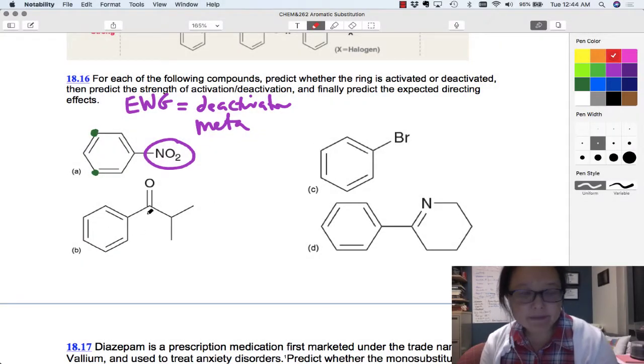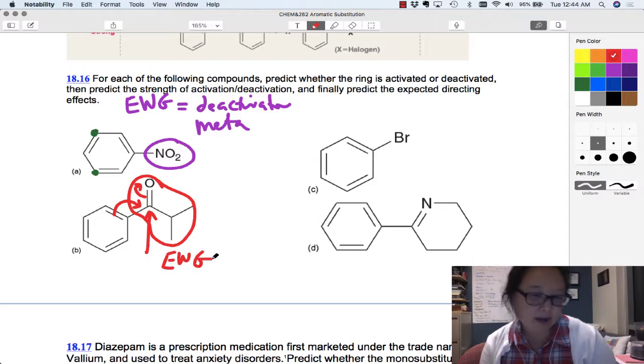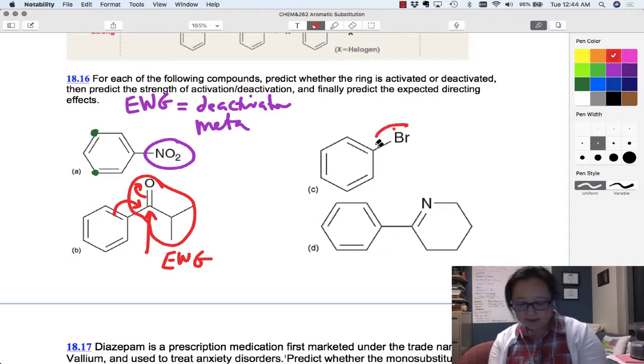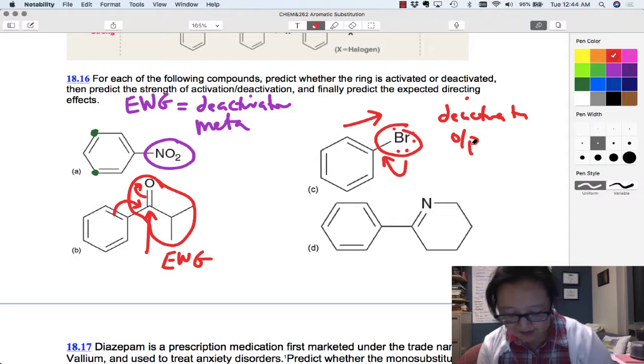All right, guys, so for part B, I'm looking at this group, and I see that this is an sp2 carbon, so I actually see electron withdrawing as well. When you see a carbonyl there, it's electron withdrawing. So same thing, it's a deactivator, and it's a meta director. For this one, it's a halogen. That means it's inductively pulling out, so this is a weak deactivator. But it's got resonance donating in, so that's an ortho-para director. So that's our exception. It's hard. It doesn't fit the trend.